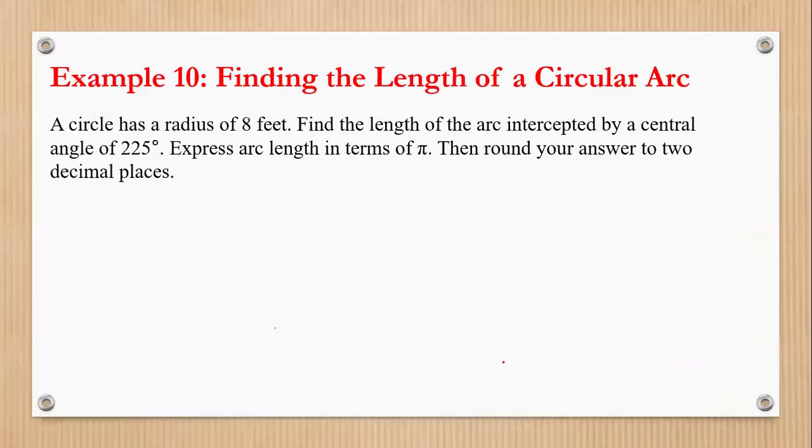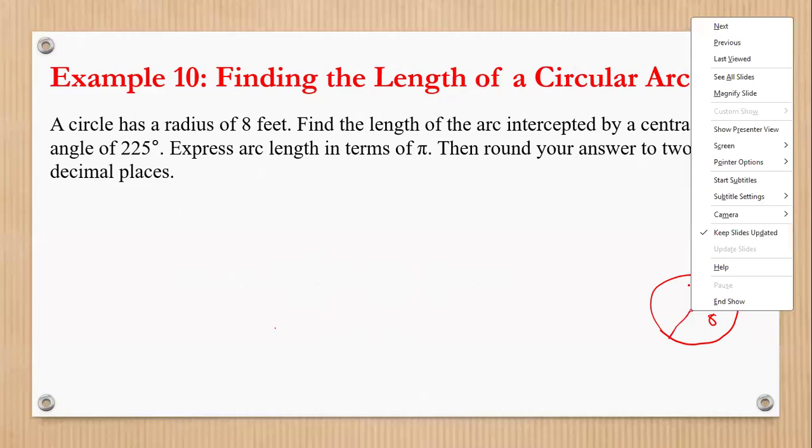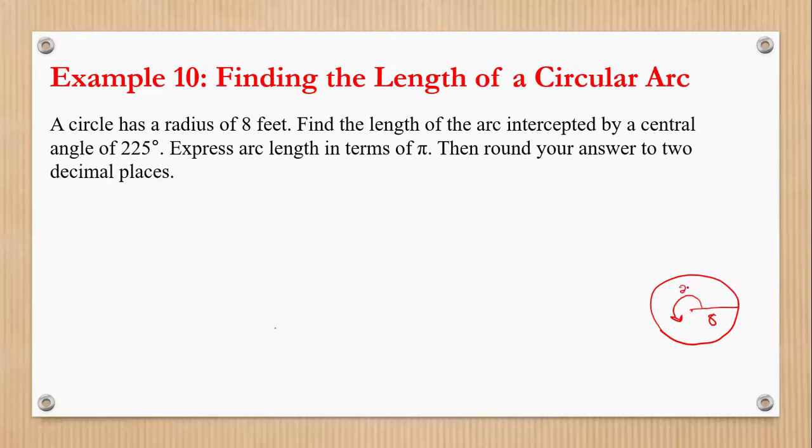Let's look at another example. We have a circle that has a radius of 8 feet. Find the length of the arc intercepted by a central angle of 225 degrees. We want to find the length of this arc, this part.